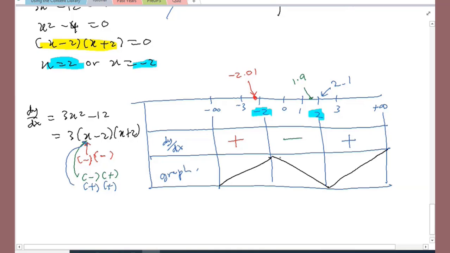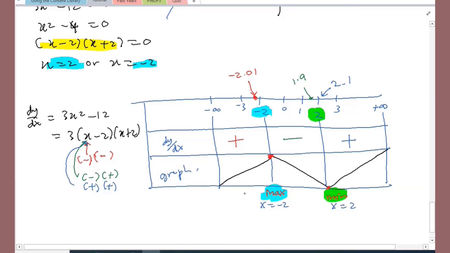So now here, this is the maximum, and this is the minimum. So the maximum is at x equal to negative 2, and the minimum is at x equal to 2, where the slope changes from negative to positive. Settle.